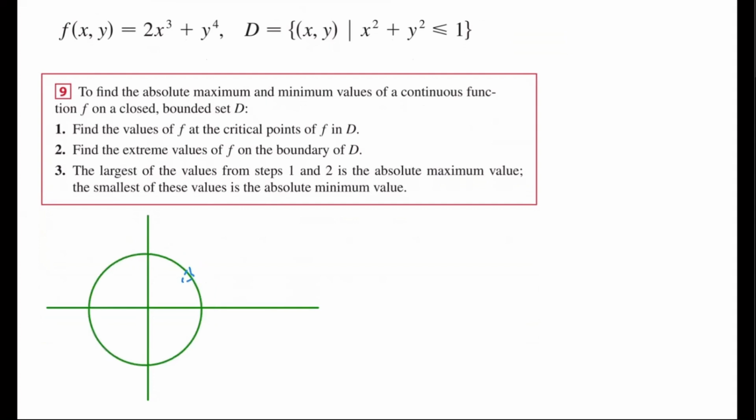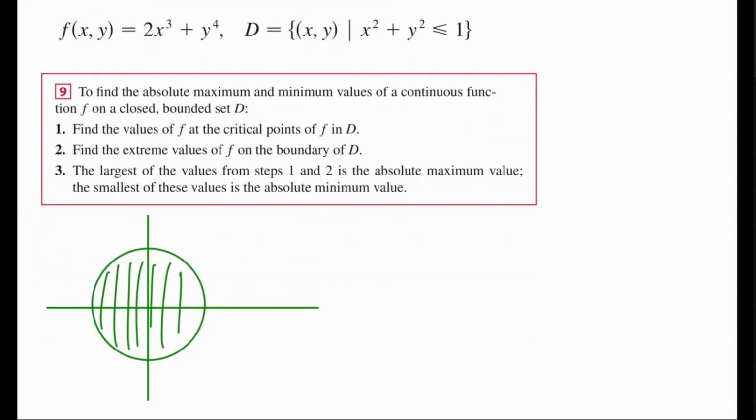Try to make it straight. Here you go. So we're looking at this interior of this disk. So let me just maybe try to shade in this way. So this is the region we are interested in, finding the absolute max and absolute min of this function in this region D. Okay, so first we're going to find any critical points of f in this domain.